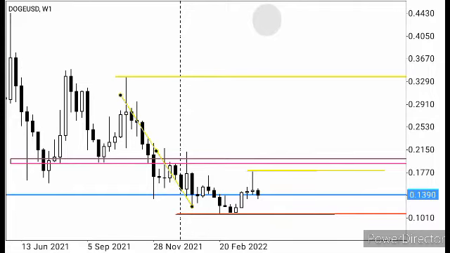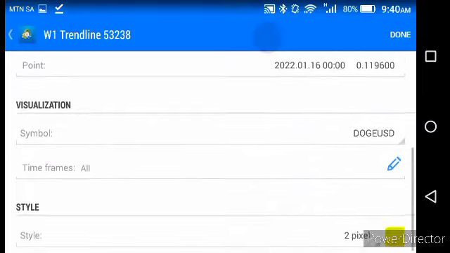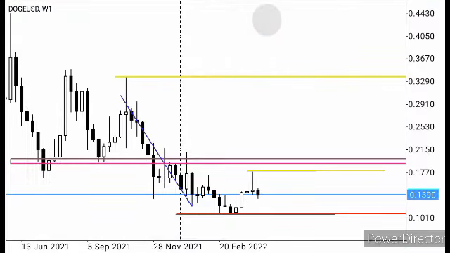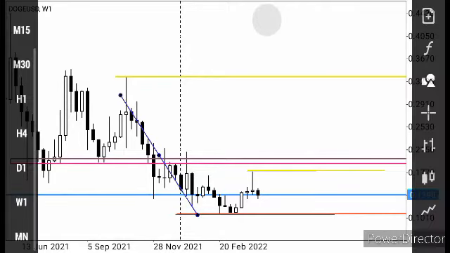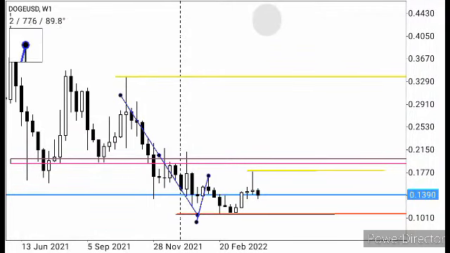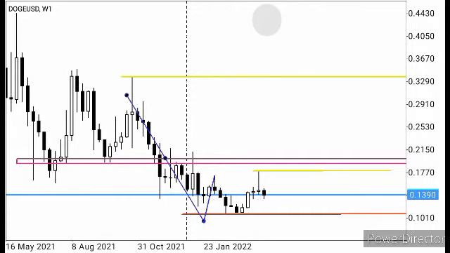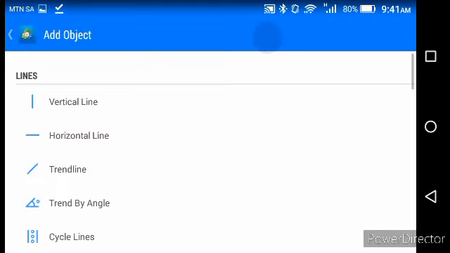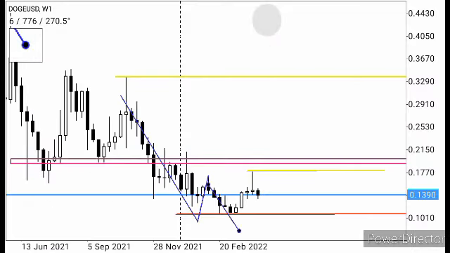So that would be, just make it a different color. Okay, there we go. And then we have the shoulder forming. Then we've got the head.